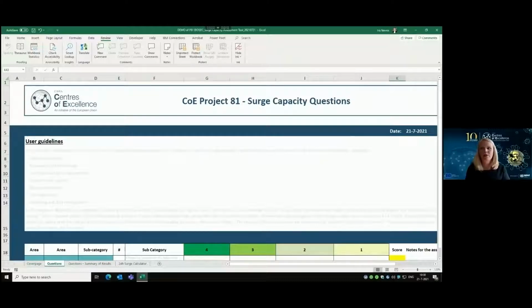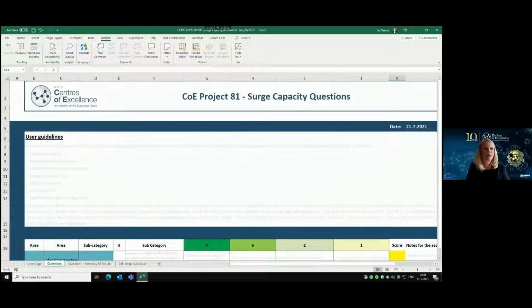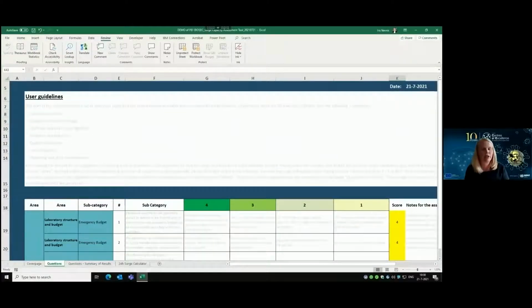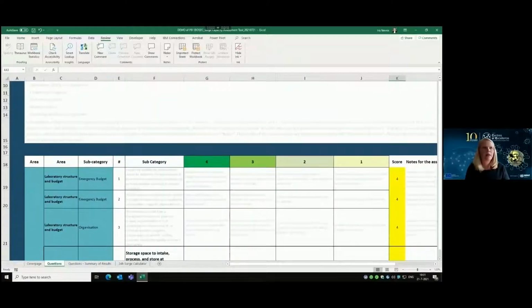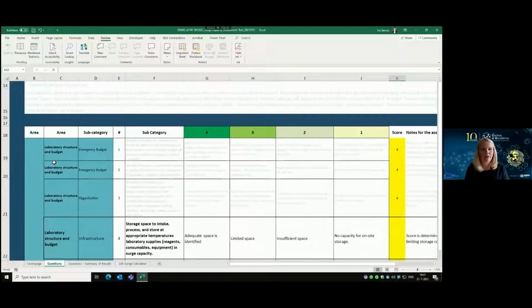The tool consists of 7 different areas: the laboratory profile, equipment and technology, staff and workforce management, reagents and logistics, quality assurance, test validation, and reporting and data management. I'm scrolling a little bit down now, and you can see in the first color, so every area has its own color, it says the area laboratory structure and budget. Each area also has a subcategory, for example here, emergency budget, organization, or infrastructure. And then there's the question number. There are a range of topics that there are questions about, and there are 4 corresponding answers, from 4, 3, 2, and 1, 4 representing the highest score, and 1 the lowest score.